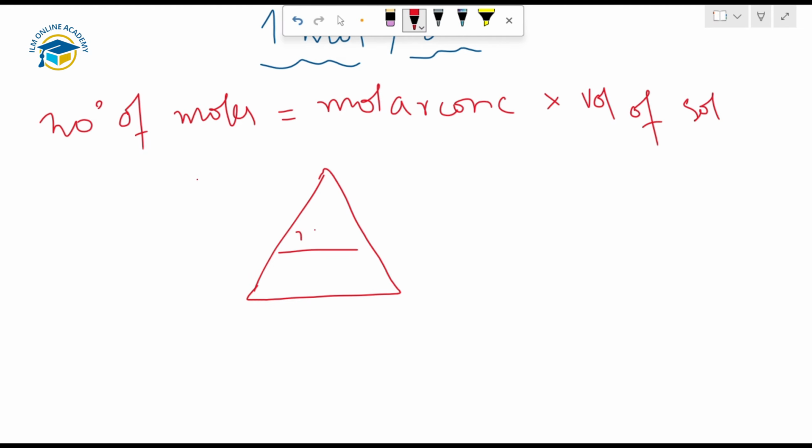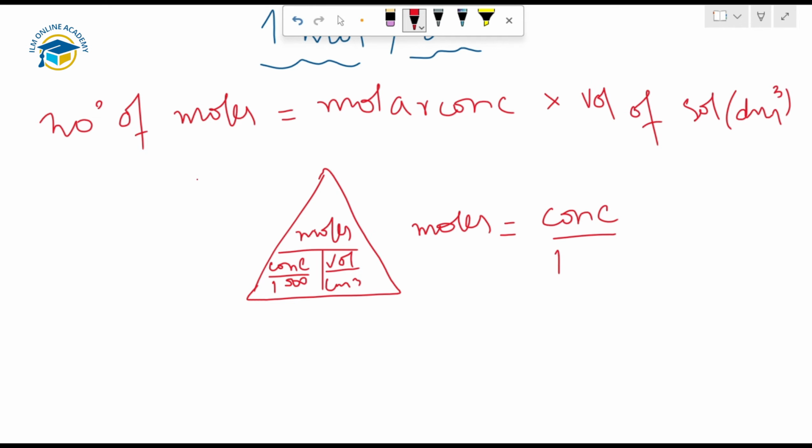So we have moles here and concentration, which is divided by 1000 if volume is in centimeter cube. If the volume is in centimeter cube, then you have to divide by 1000. If the volume is in decimeter cube, then it's not required. So for calculating the number of moles, if the volume is in centimeter cube, you have to divide by 1000, but if it is in decimeter cube, just skip this.